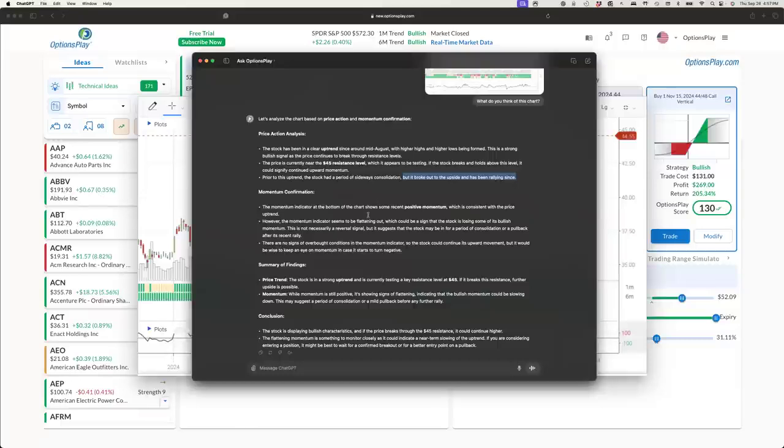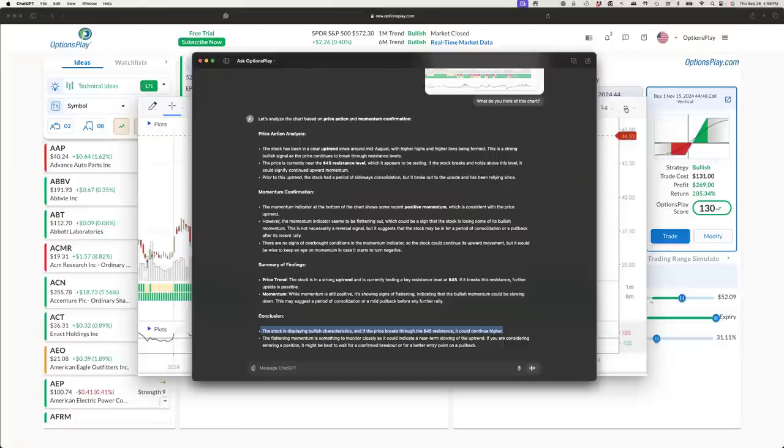Then it will look at the momentum indicators to say, is this agreeing with that overall bullish trend? So telling you that there's positive momentum. However, the momentum indicator seems to be flattening out. There are no signs of overbought conditions, so the stock can continue its upward movement. So in summary, the stock is in a strong upward trend and momentum is still positive. So kind of giving you that confirmation. So the stock is displaying bullish characteristics. And if the price breaks out above 45, it could continue higher. So giving you that very objective view on whether a stock is bullish or bearish.